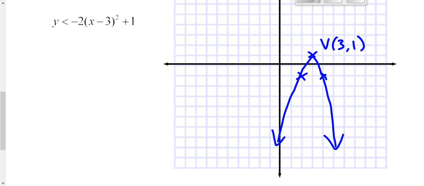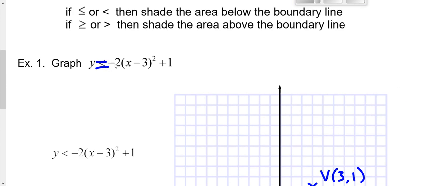Something like that. And then this, you can call it f of x, g of x, whatever, or simply write this down: y, in this case, for this graph, equals -2 times (x minus 3) squared plus 1 right here. That's the one we're looking at.